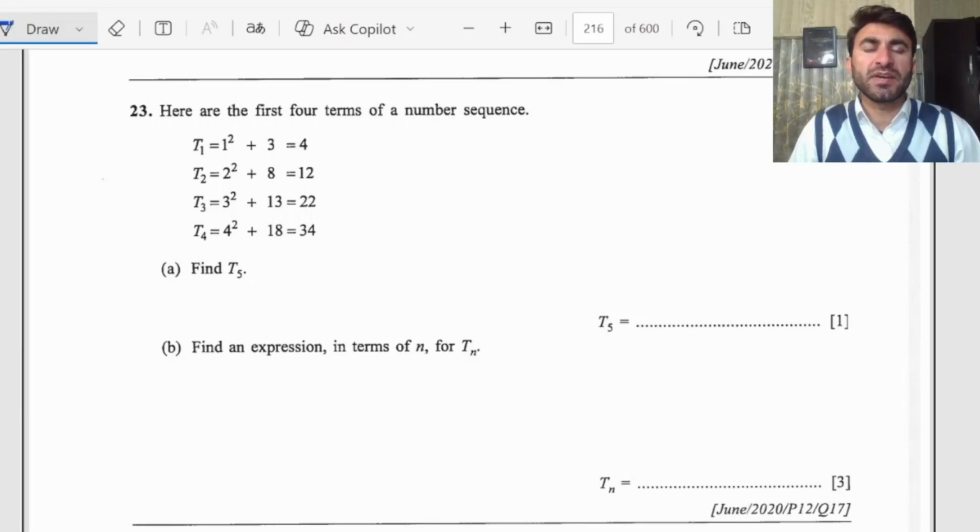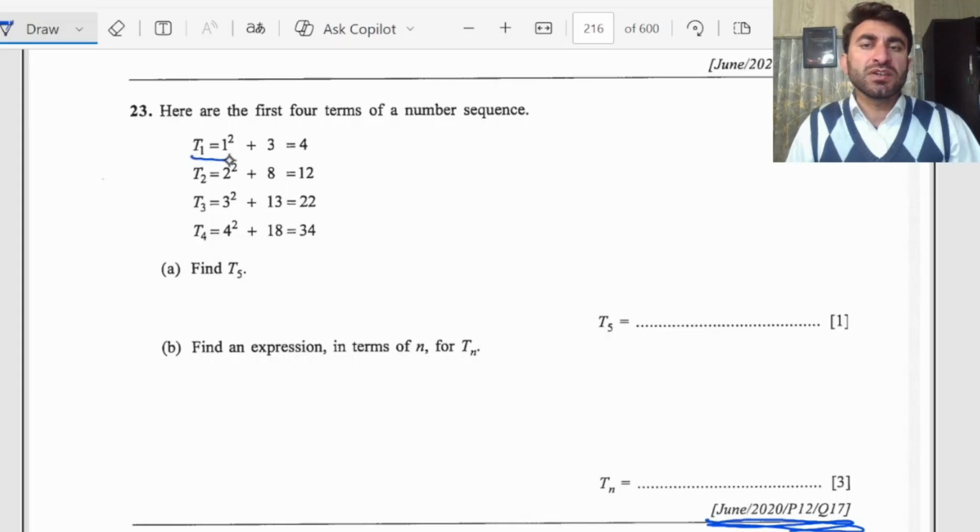Hello and welcome back. In this video we are going to solve two more questions of sequences and patterns from past papers for O Levels. This question is taken from June 2020, Paper 1, Variant 2, and this is question 17 of that paper. It states: here are the first four terms of a number sequence.